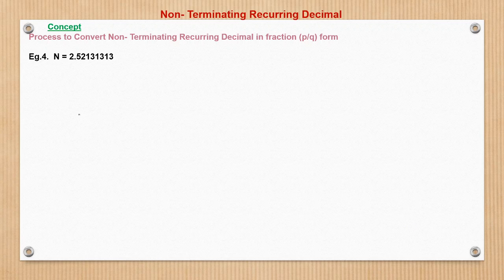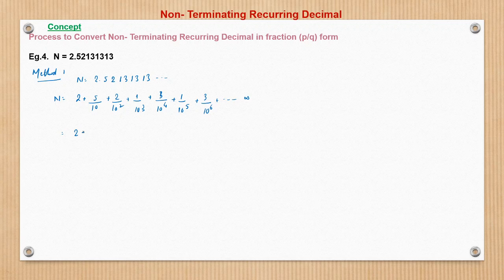One more illustration we'll see very quickly. See here, method 1 says that n is 2.52131313 and so on. We can write this as n is equal to 2 plus 5 by 10 plus 2 by 10 squared plus 1 by 10 cubed plus 3 by 10 raised to power 4, plus again 1 by 10 raised to power 5, plus again 3 by 10 raised to power 6, and so on till infinity.